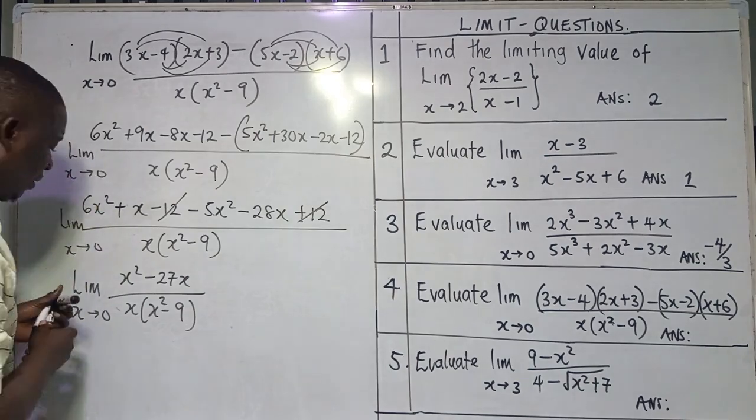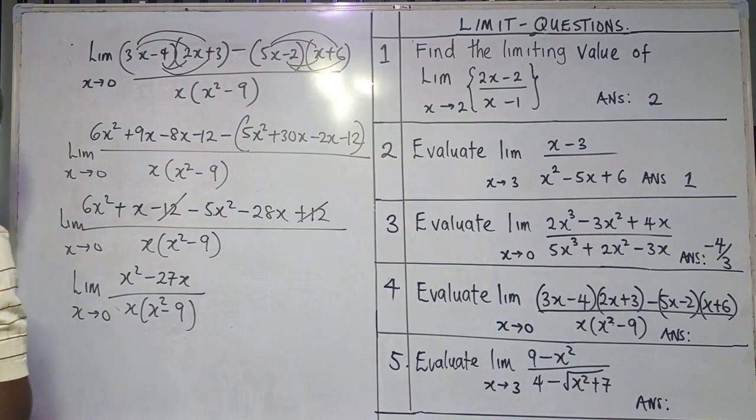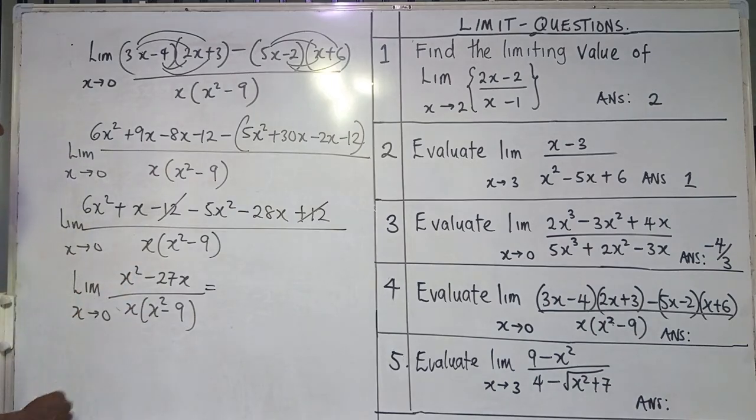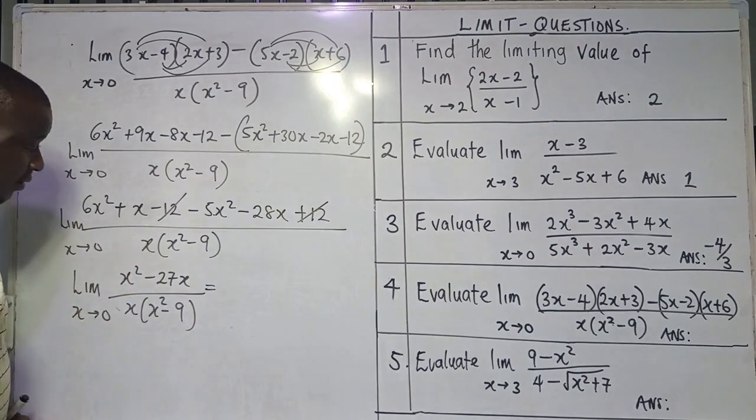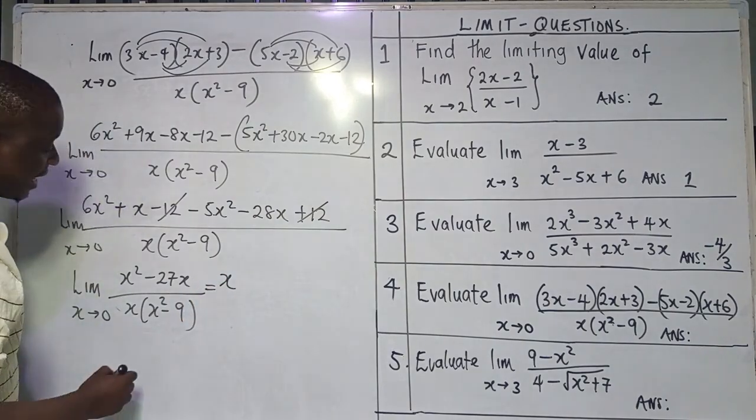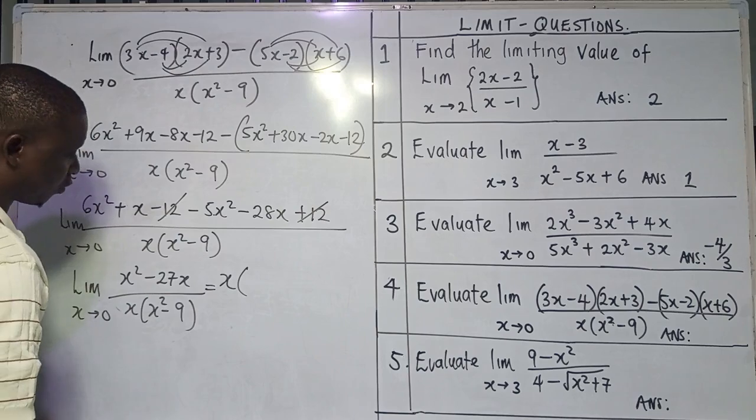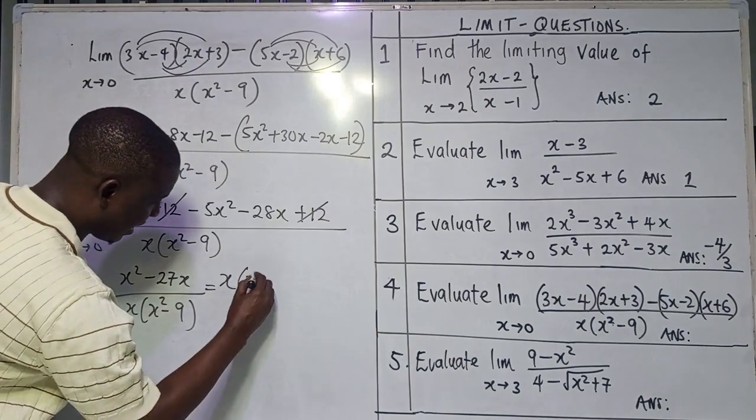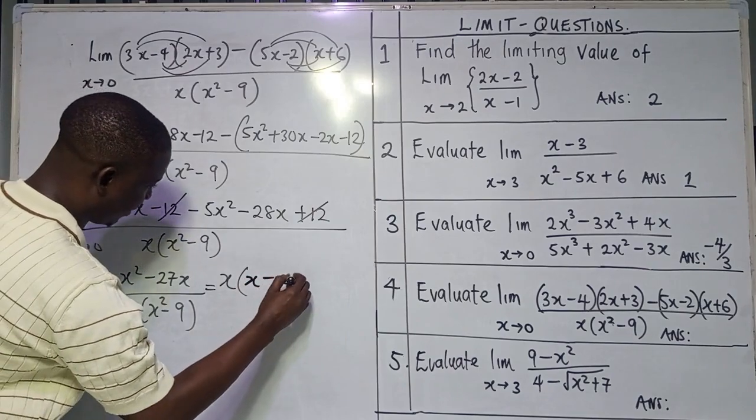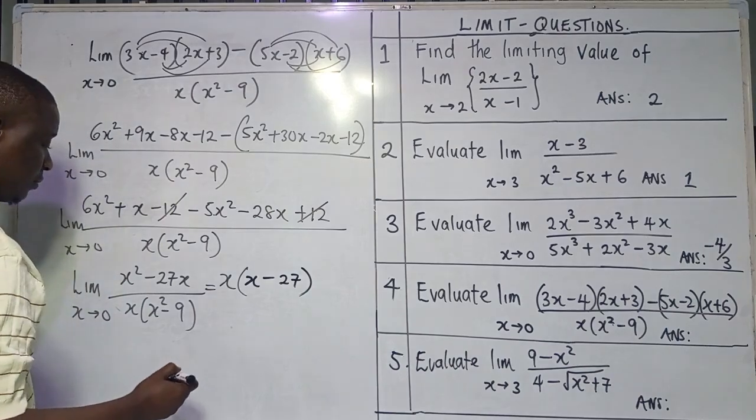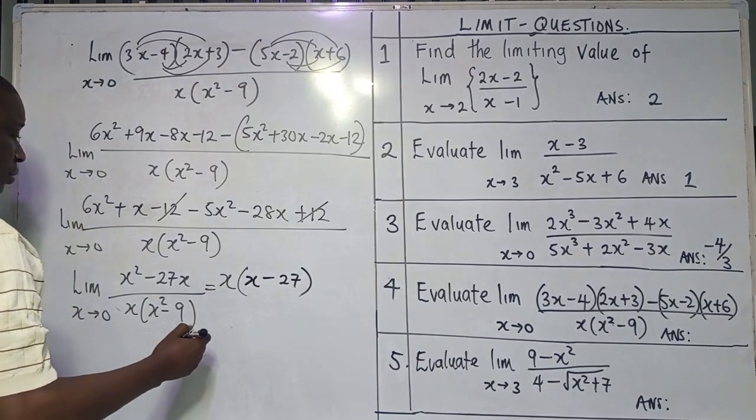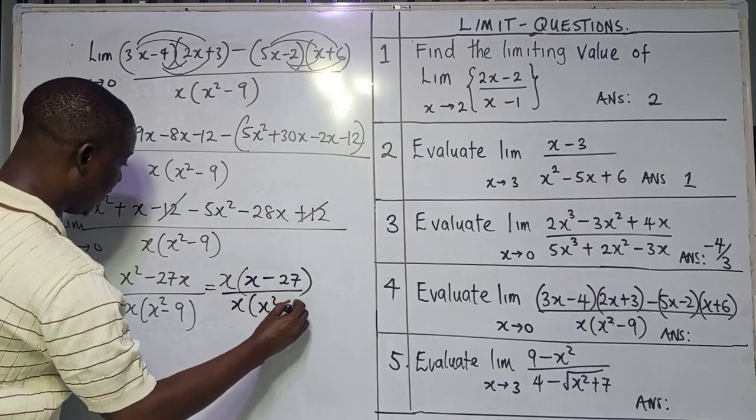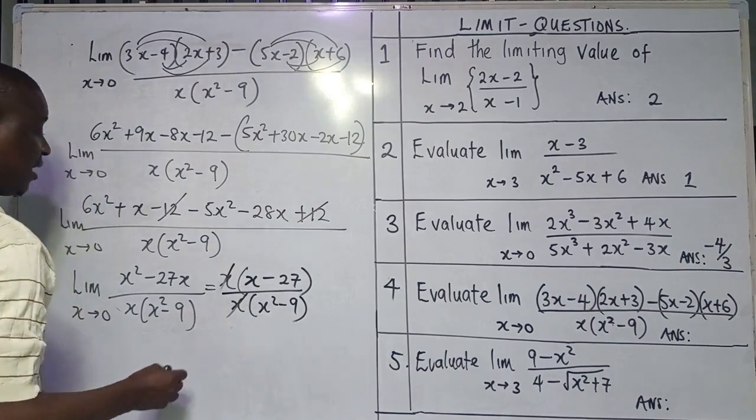Now let's play with it. Something is common at the numerator and at the denominator. If you can see it, you can say, okay, let's take x out. If you take x out, what will remain is x minus 27. Excellent. Now the next step is to repeat the denominator: x into x squared minus 9. This will cancel this.